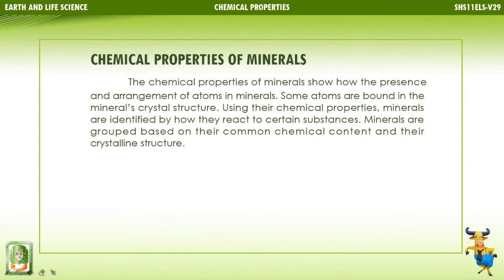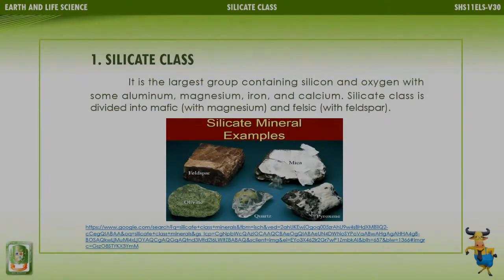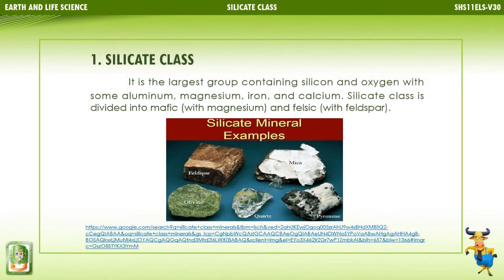Chemical properties of minerals. The chemical properties of minerals show the presence and arrangement of atoms in minerals. Some atoms are bound in the mineral's crystal structure. Using their chemical properties, minerals are identified by how they react to certain substances. Minerals are grouped based on their common chemical content and their crystalline structure. 1. Silicate class. It is the largest group, containing silicon and oxygen with some aluminum, magnesium, iron, and calcium.